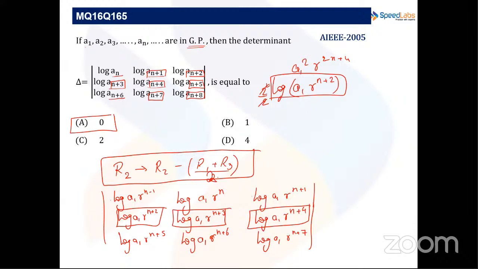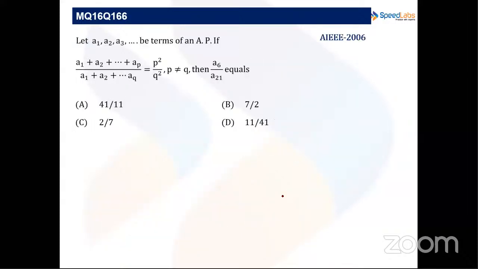So moving to the next question. We are given, let a1, a2, a3, so on be the terms of an AP. Then if a1 plus a2 plus so on up to the sum of the pth term upon the sum of the first qth terms is p square by q square, then we need to find a6 upon a21.